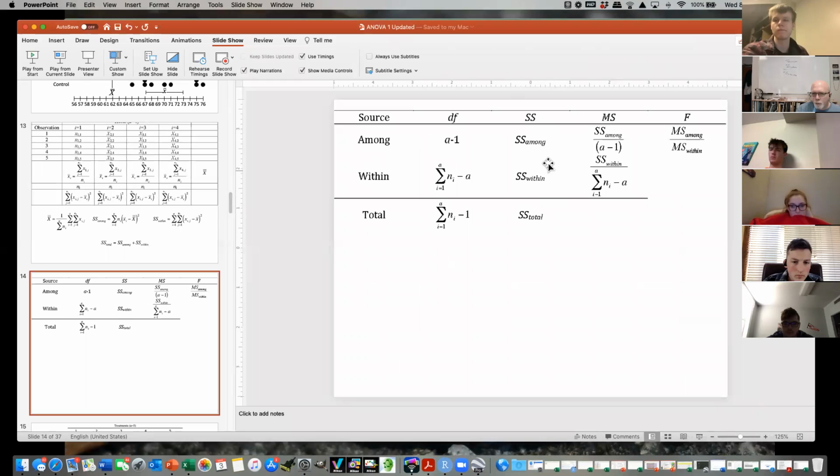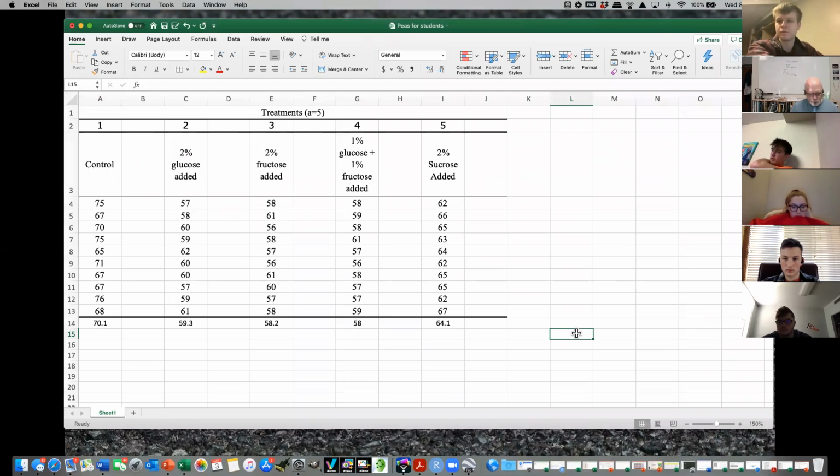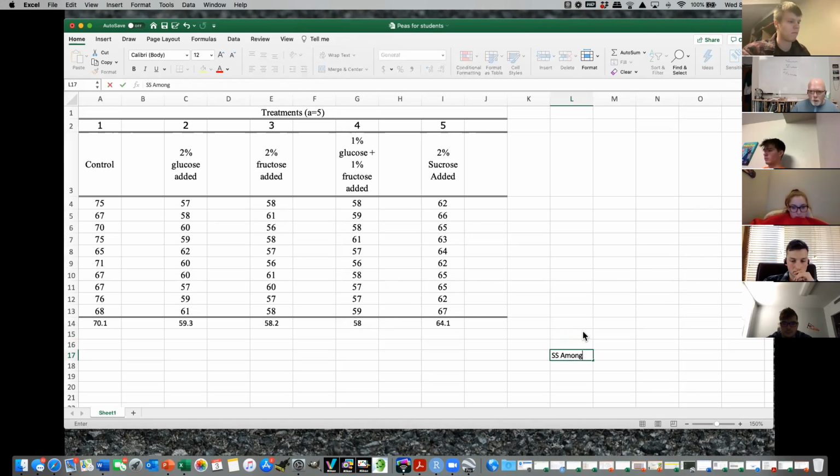We need the sum of squares among, and we need the sum of the squares within. So which one do you want to do first? Among. Okay, so if we're going to do among, let's put ourselves a little marker over here somewhere. Sum squares among. What do we need in order to calculate sums of squares? Actually, let's move this down a couple. What do we need to know in order to do sums of squares among?